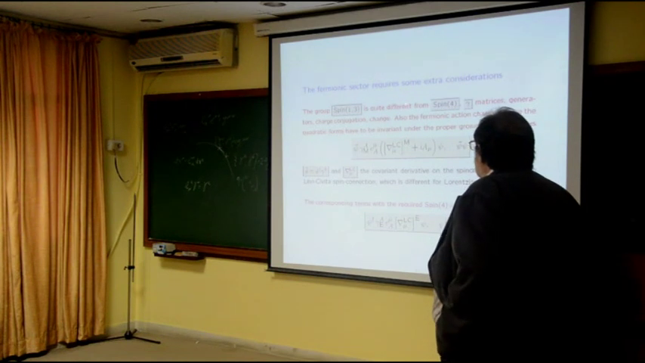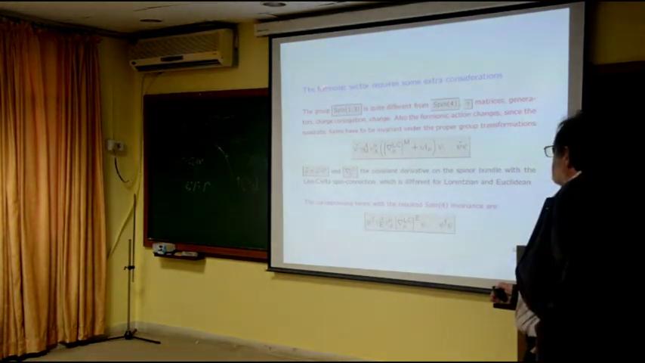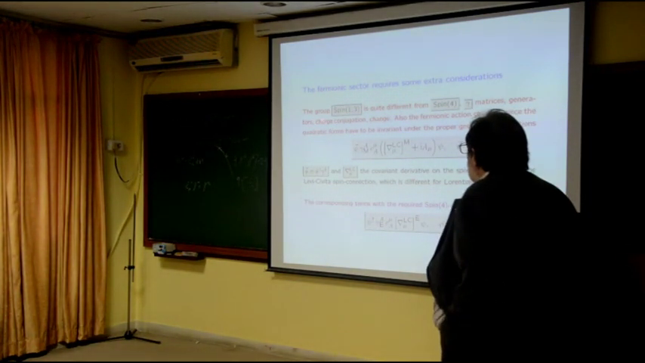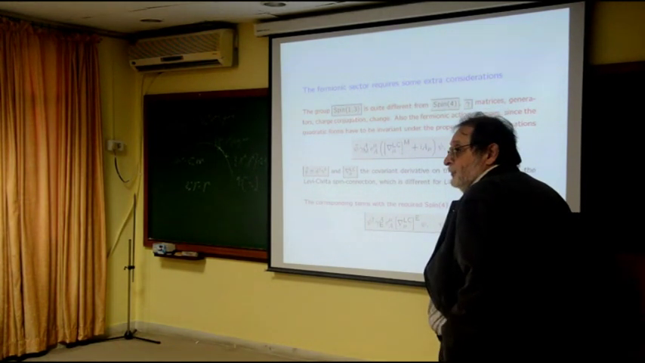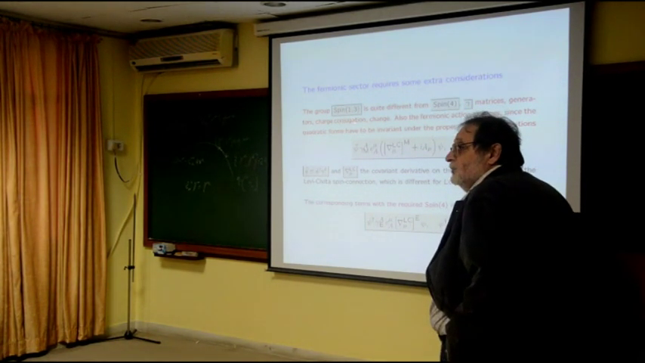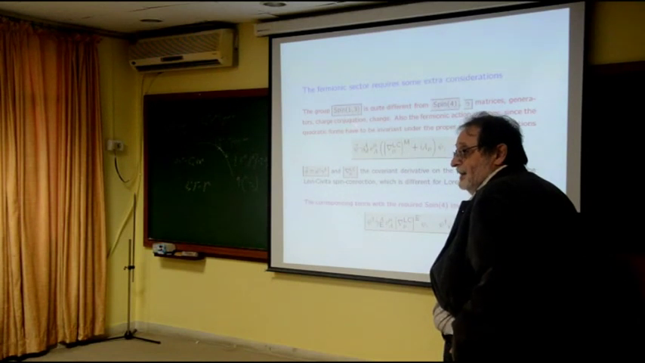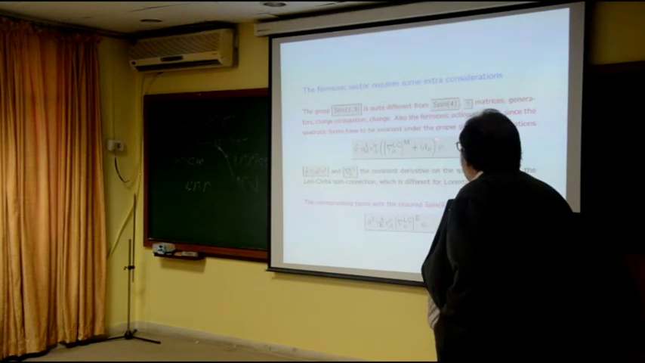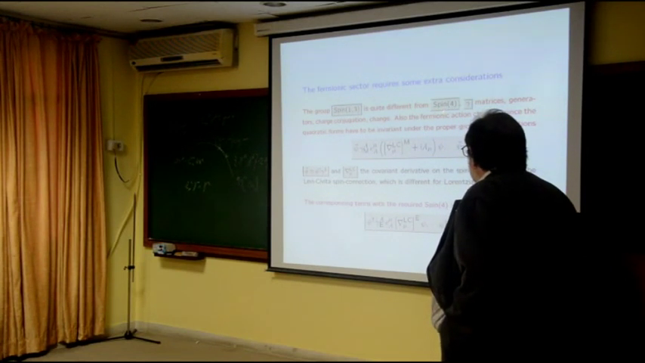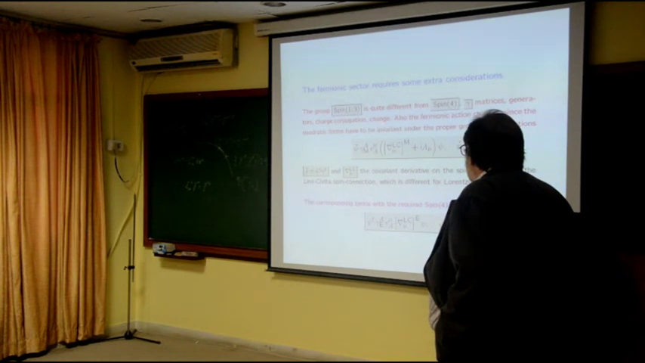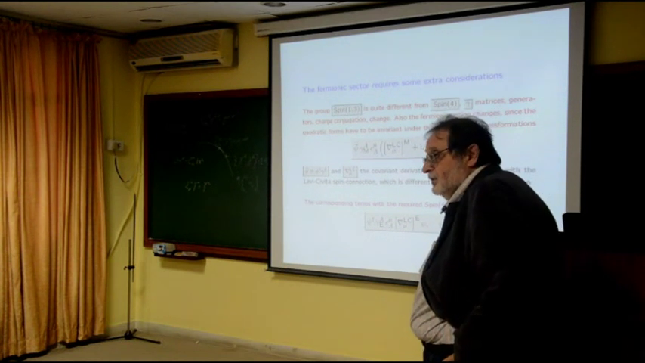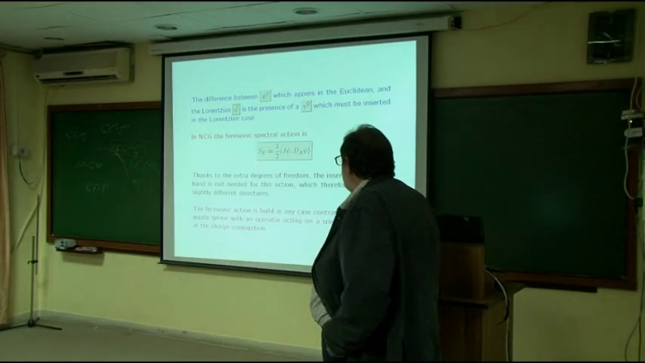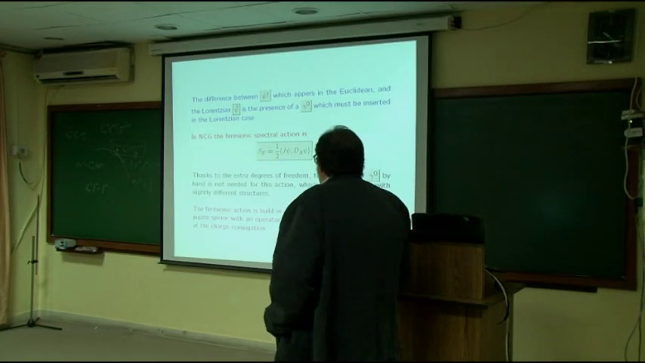The fermionic sector requires some extra considerations. Why? Because the group Spin(1,3), which is the covering of SL(2,C), which is the symmetry of relativity, is different from Spin(4). So gamma matrices, generators, charge conjugation, these change, they are different, and I will tell you some of the differences. So in the end, you get the same action.